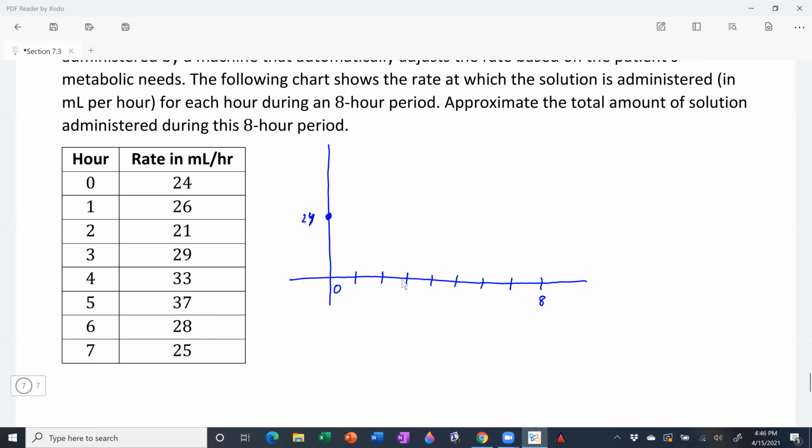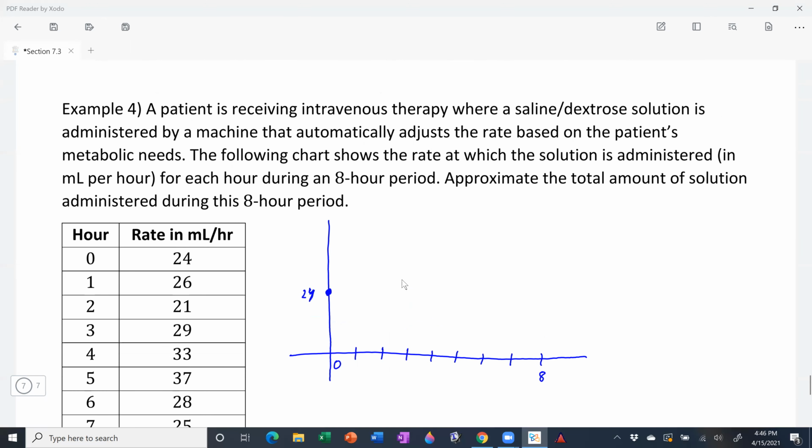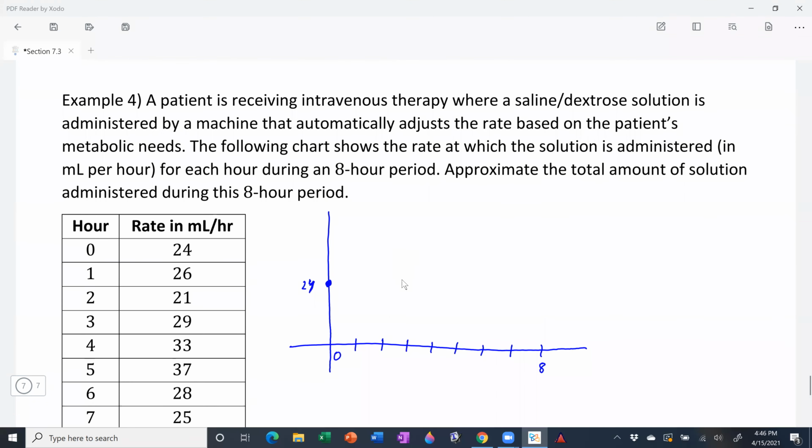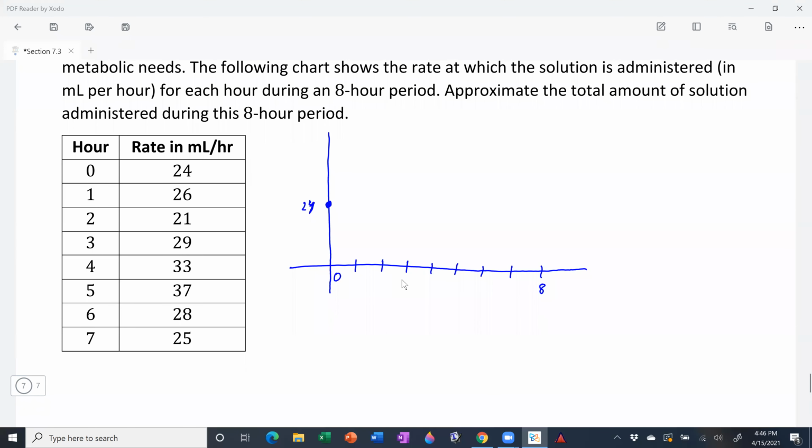Okay. And they didn't really tell us to use left endpoints or right endpoints or midpoints, but over this 8-hour period, since I was given 0 on the left side here, it's looking a lot like left endpoint to me. So if I would do a rectangle that went across for that first hour right there, then it could be left endpoint right there. Okay, then we want to do at hour 1, 2, 3, 4, 5, 6, 7.